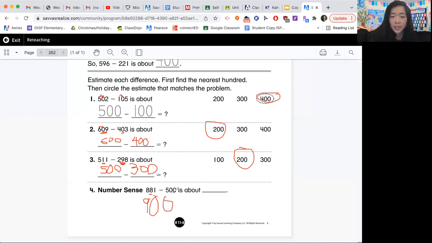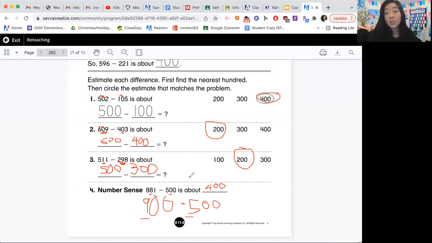And then the 0 is going to say 4 or less, let it rest. So what is 900 minus 500? 400. If you're not sure, subtract the hundreds place. What's 9 minus 5? 4, and then you add the 2 zeros.